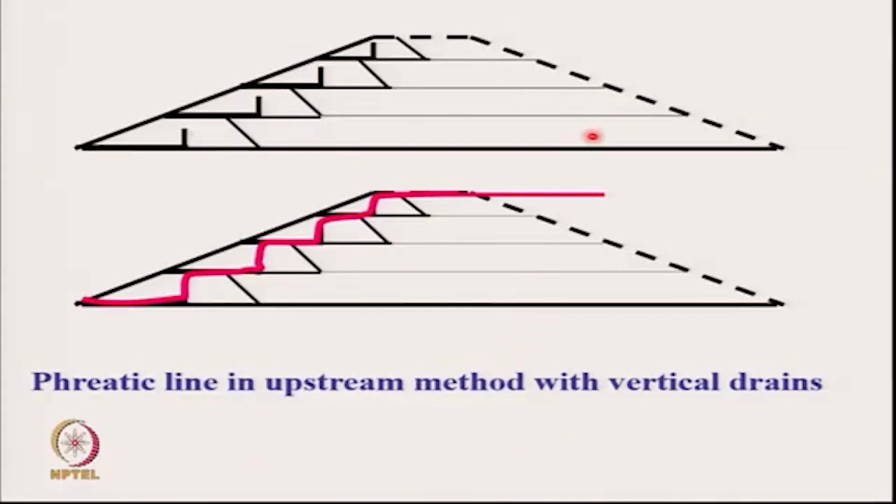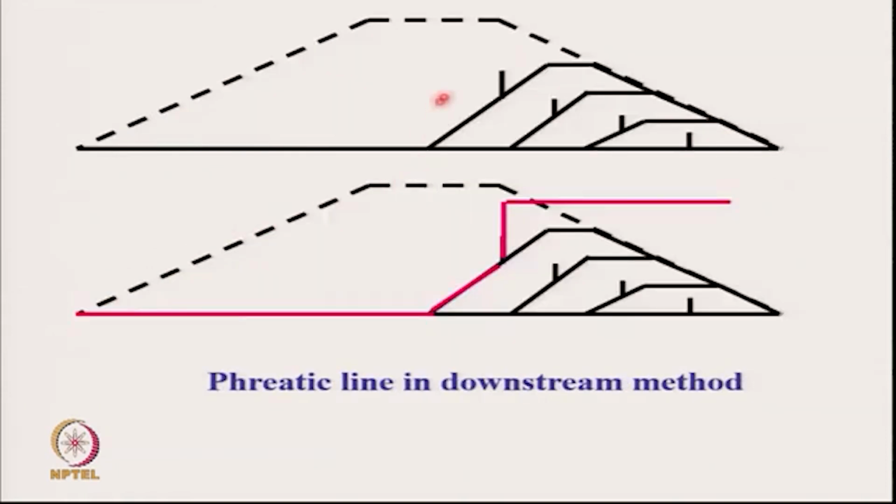One thing which I talked about: in the upstream method, as we can see, the internal drains are provided in each dike, and consequently the phreatic line which develops is close to the downstream slope. In contrast, in the downstream method of construction, the drains are far away from the downstream slope. This is the final drain. Consequently, your phreatic line looks like this. Bulk of the embankment is not saturated.